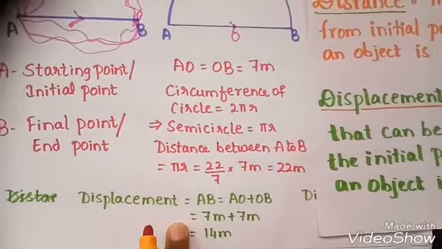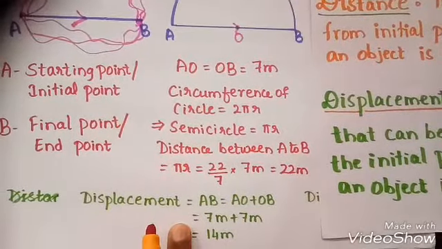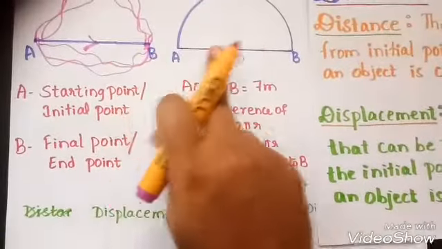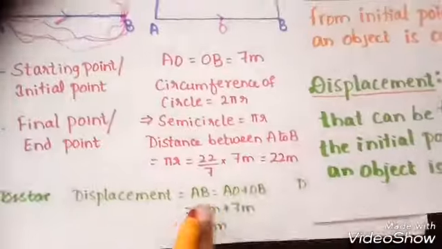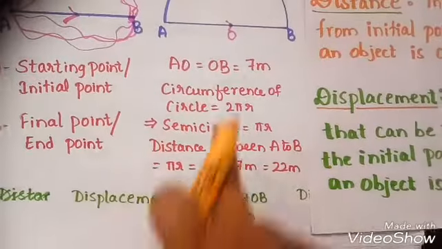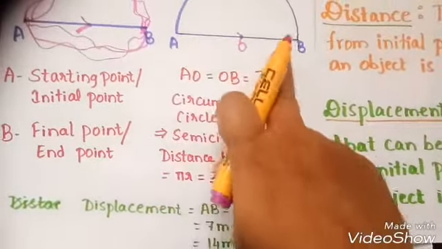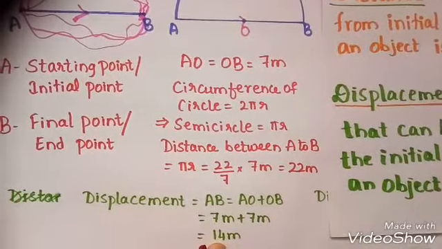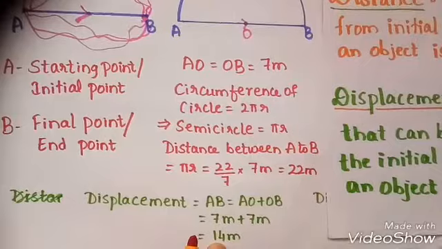Next we have displacement. Displacement is the shortest path from A to B. So how are you going from A to B? We can take it as AO plus OB, that is 7 meters plus 7 meters. So totally what we are getting is 14 meters. So displacement we are getting as 14 meters.